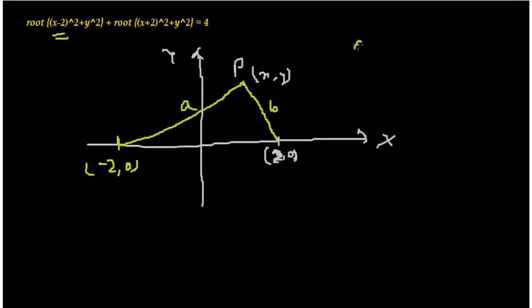So what we are given is A plus B is equal to 4. So we need to find what's the locus or trajectory of a point P such that this is the case, A plus B is 4.